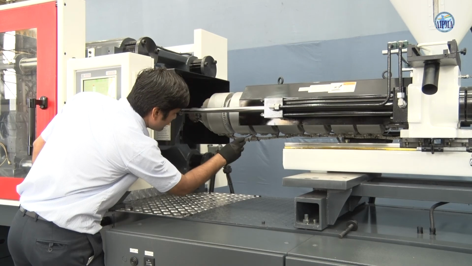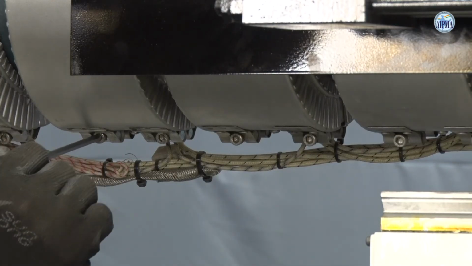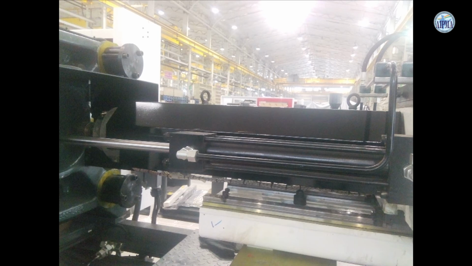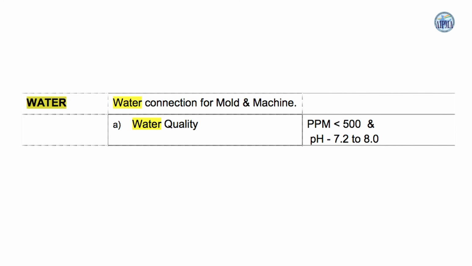Check the heater bands to ensure that they are tight on the barrel. Make sure the barrel cover is in place over the heater bands to eliminate shock hazards. Check the feed screw mounting bolts are tight. Cooling water quality should be as per recommendation, that is 7.2 to 8 pH, and hardness should be below 500 ppm.